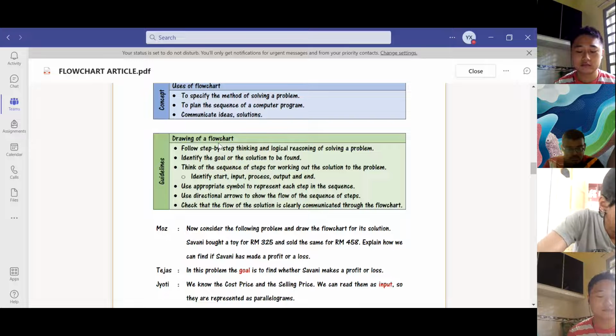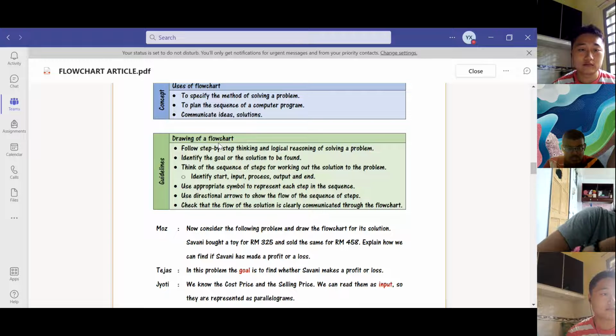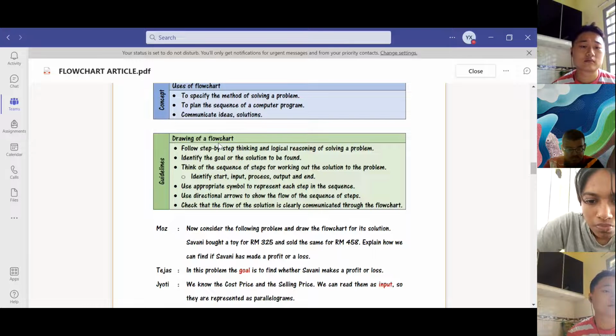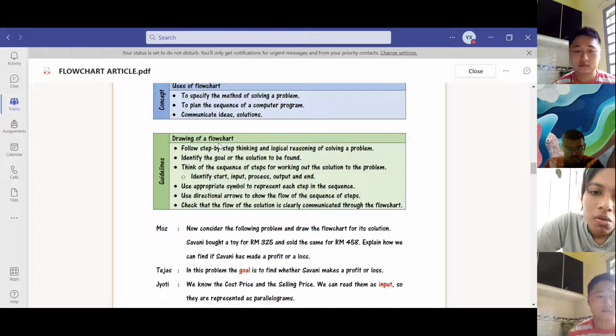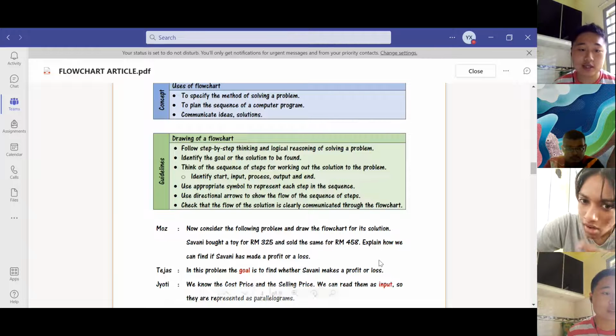Next, use appropriate symbols to represent each step in the sequence. Use directional arrows to show the flow of the sequence of steps. And lastly, check that the flow of the solution is clearly communicated through the flowchart. Now consider the following problem and draw the flowchart for its solution.